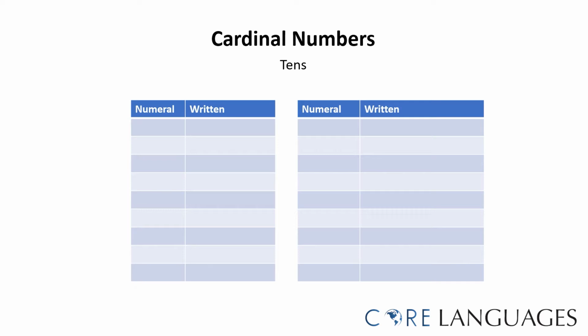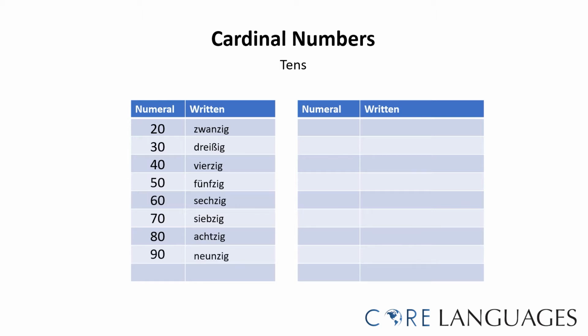Let's continue counting in tens. Again, repeat after me. 20, 30, 40, 50, 60, 70, 80, 90, 100. In informal German, we can also say einhundert. 21, which, if I translated it, would be 1 and 20.